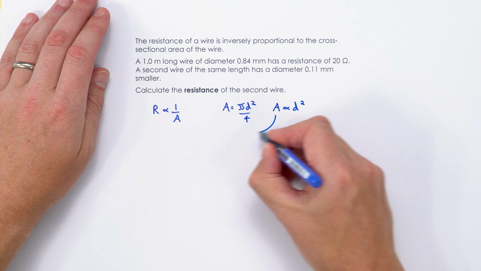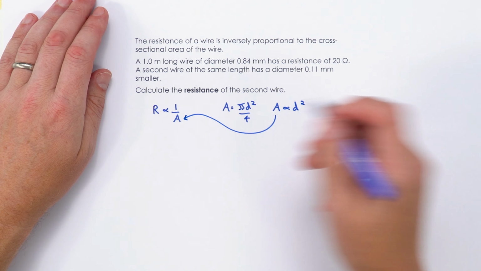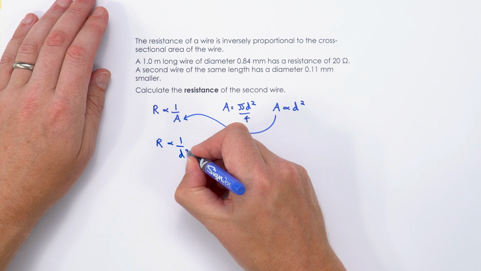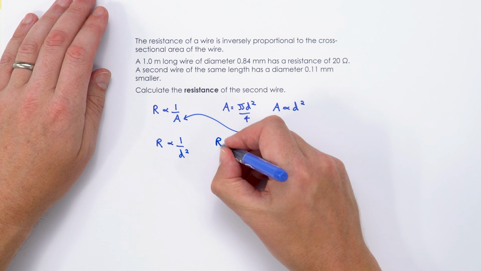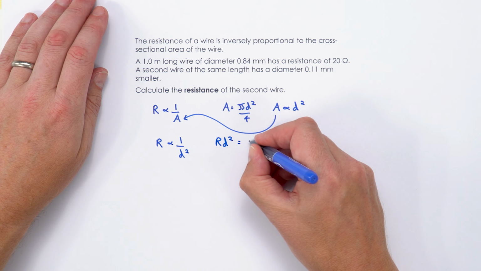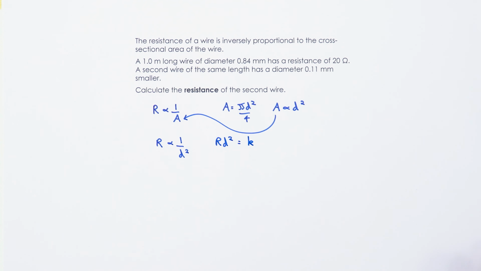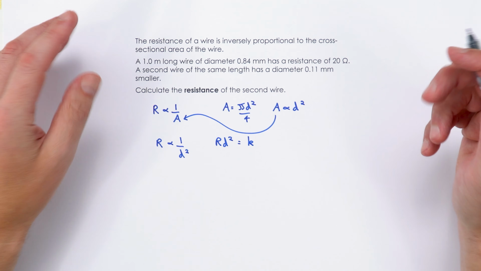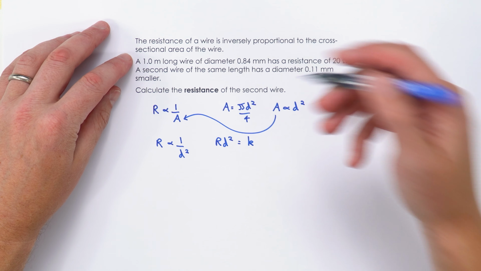Now we can put this back into this equation that we've just come up with over here to say that the resistance is proportional to 1 over d squared, or R d squared is equal to a constant value. So if you know the resistance and the diameter squared, you multiply the two things together and we'll always get the same value.